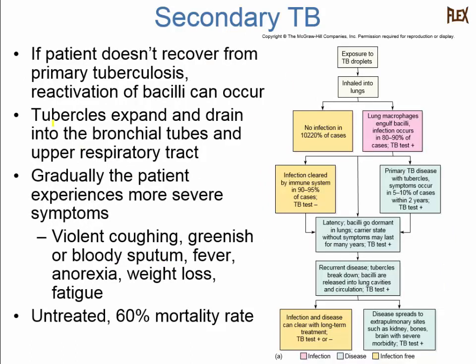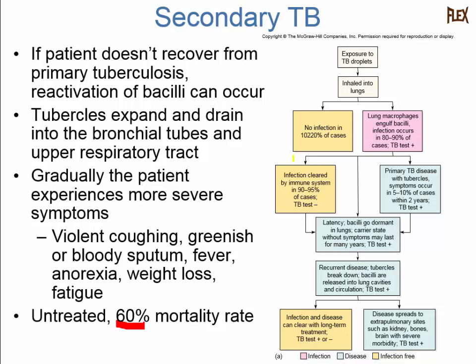And so while those abscesses are closed off, the bacteria can still replicate. The bacteria is replicating, the cells are getting bigger and bigger and bigger, and then they can expand and drain. And when they drain, they are now moving to secondary TB. At secondary TB, your patient is going to experience very violent coughing, bloody sputum. They're going to have weight loss. At this stage, there is nearly a 60% mortality rate if it remains untreated. So that's not good.